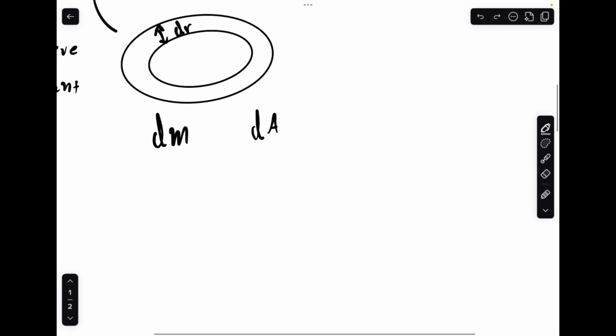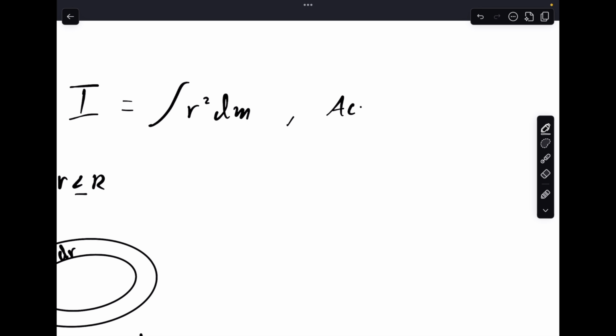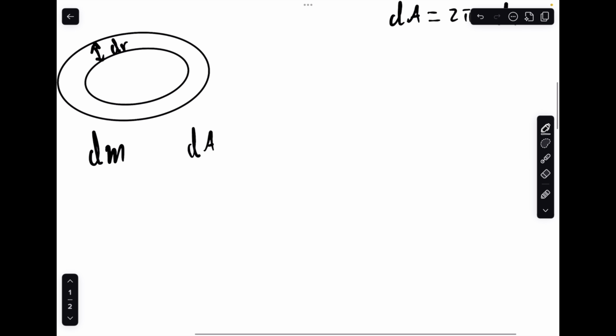So now I want to also think this little hoop has area dA, where all of this is dA. If I take area as a function of radius, which would be pi r squared, and I differentiate that with respect to r, I get 2 pi r. And now I multiply by dr, I get dA is equal to 2 pi r dr. And that makes sense, doesn't it?